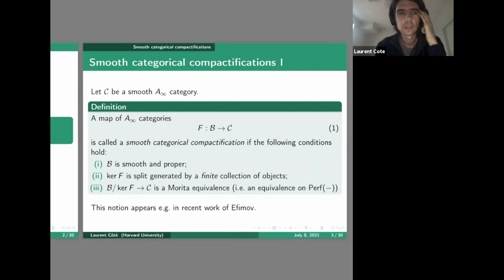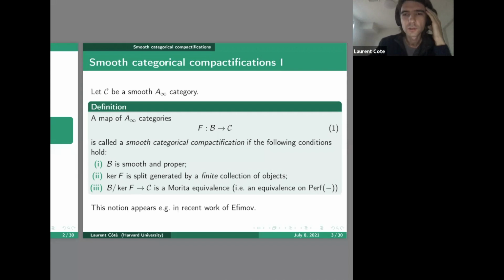Okay. So I want us to start with some purely categorical definitions, but I'll move on to some examples as quickly as possible. So the starting point is there's a notion of what it means for an infinity category to be smooth, and I'd like to let C be such a thing. So C is going to be a smooth infinity category.